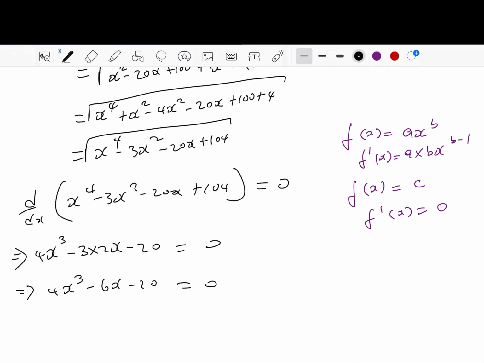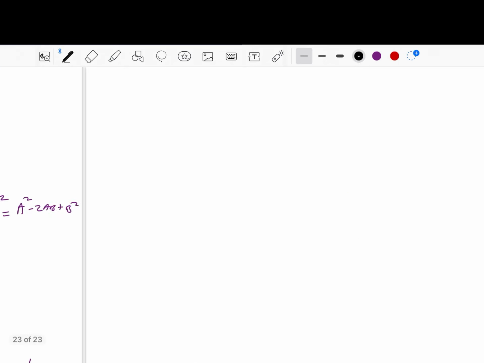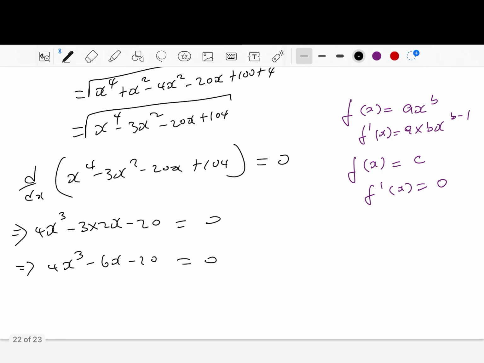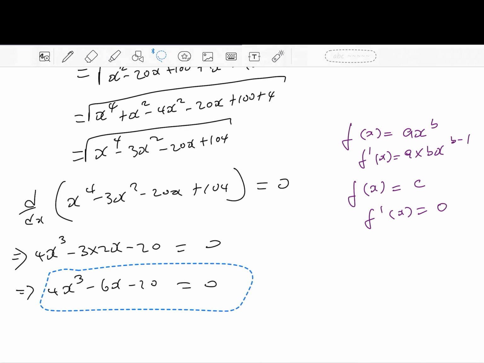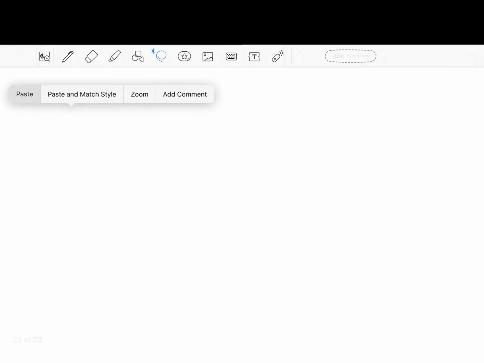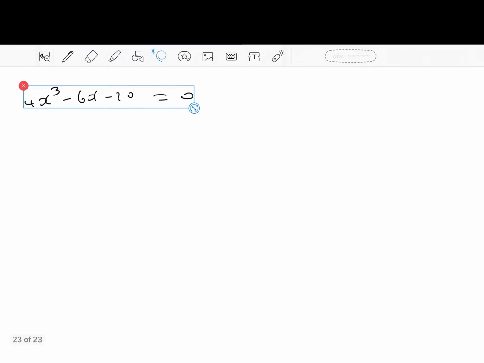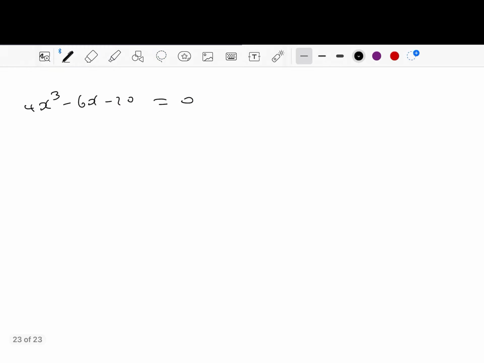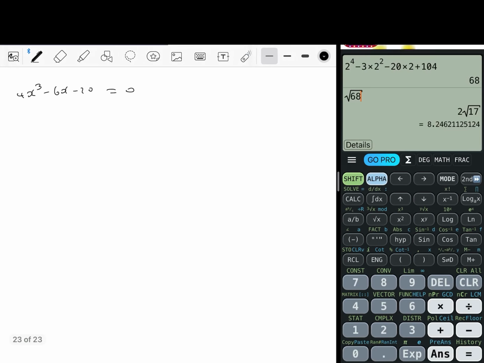From here, we need to now jump into cubic functions. With a cubic function, what you need to know, let me just bring this to the other side. So you have this. Now, with a cubic function, you need to bring in your calculator. Okay, we have our calculator ready. And then you need to solve this equation. You do what you call the trial and error method.